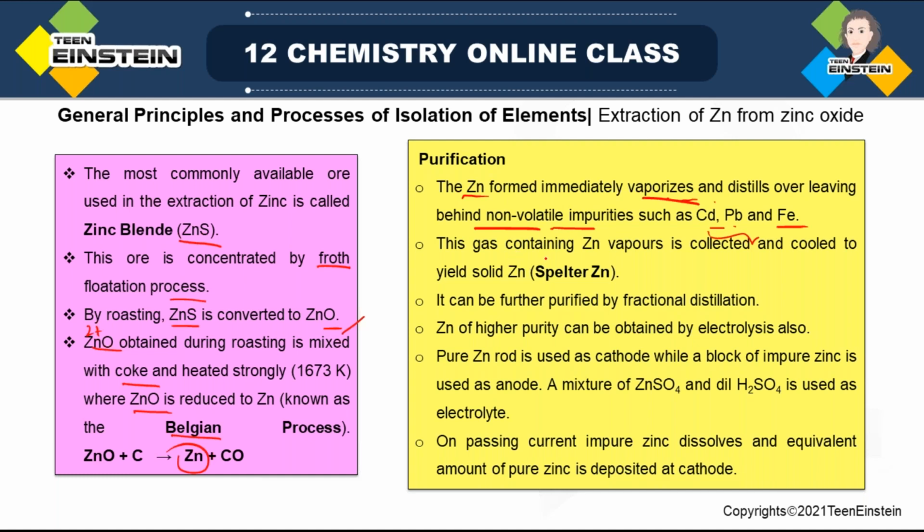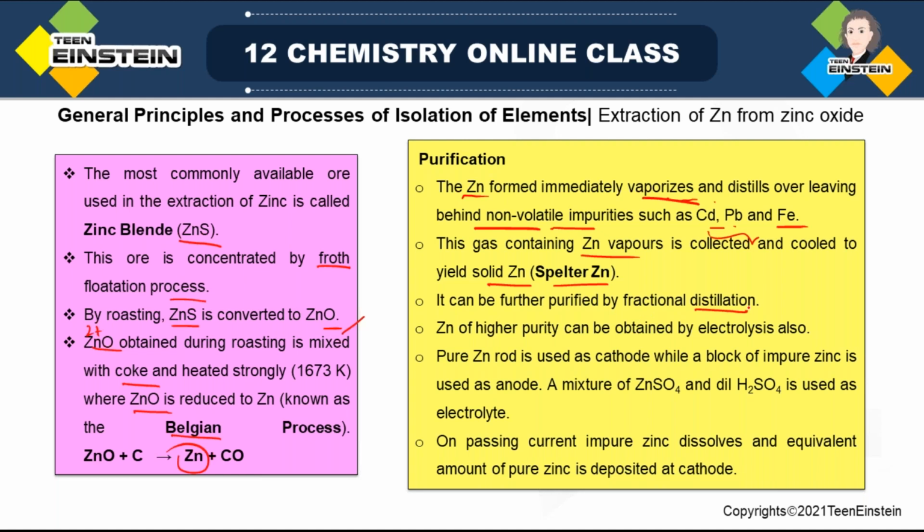Now this gas containing Zn vapor will be collected, and after condensation it will ultimately be converted to solid zinc. That is, first it will be zinc vapor, then liquid, and ultimately it will be converted to solid zinc. And the pure zinc obtained by this method is known as spelter zinc. It can be further purified by fractional distillation.